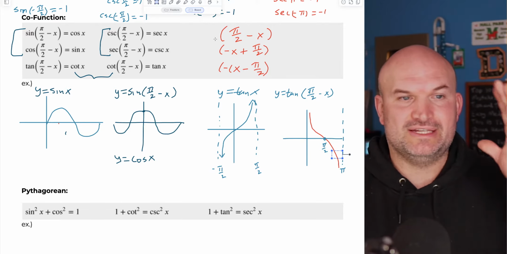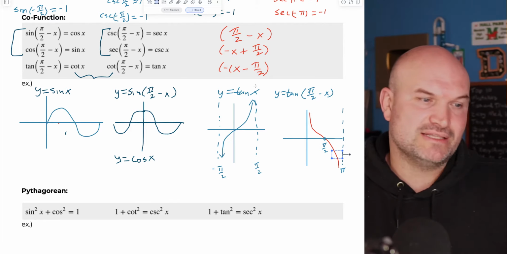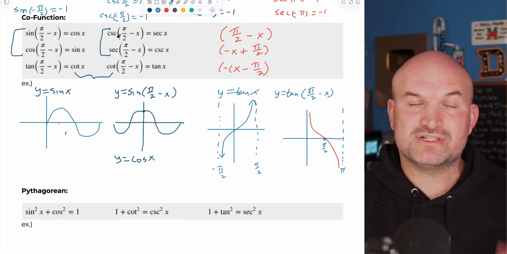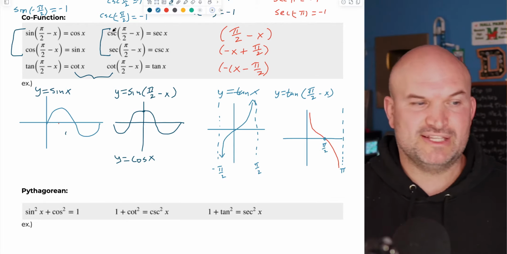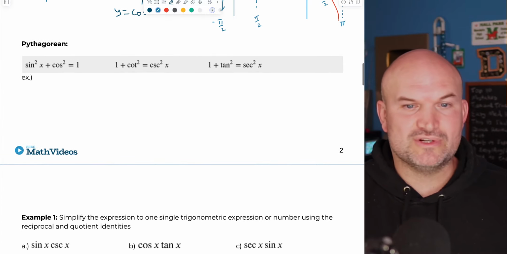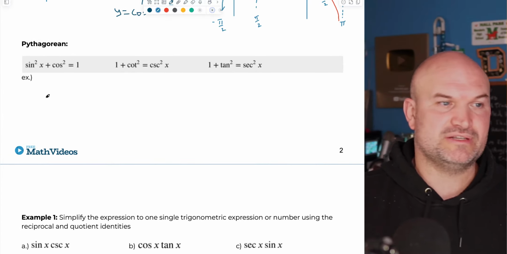So you just got to think about these as the transformations. That's the important thing that I want you to remember. And if you can just remember which graphs are similar to each other, it's really easy to remember these cofunction identities. All right, last but not least is going to be the Pythagorean, and then we're going to get into some examples.